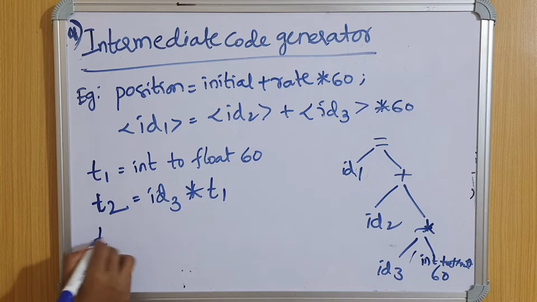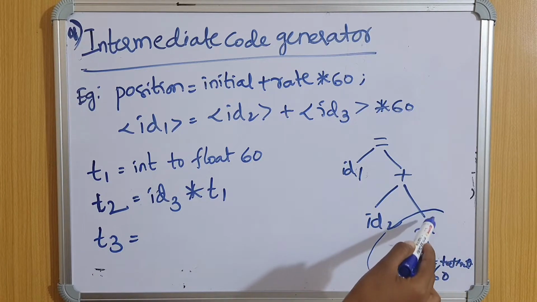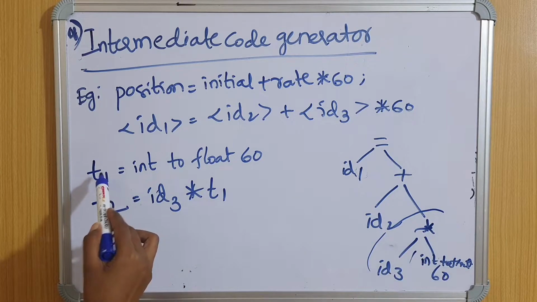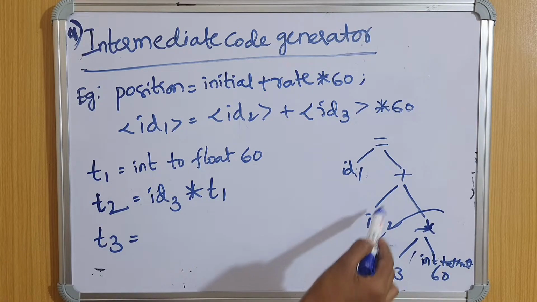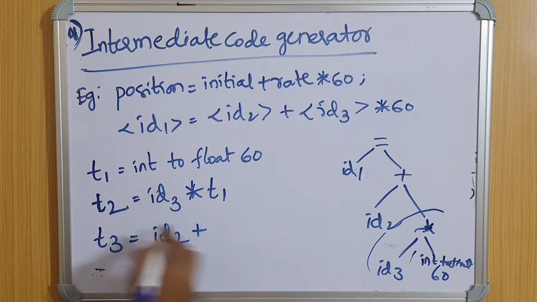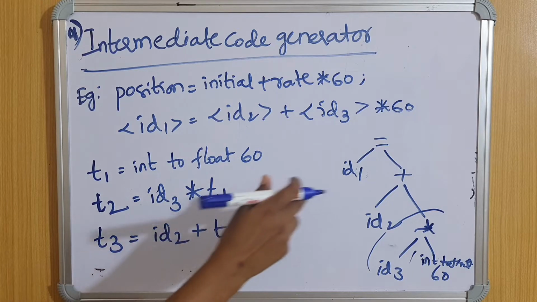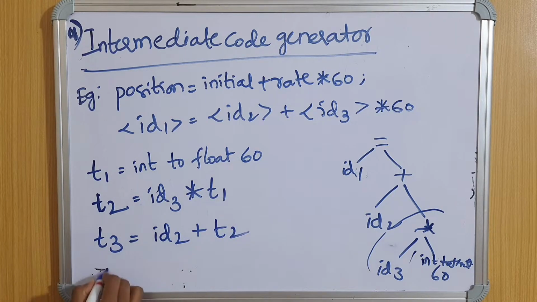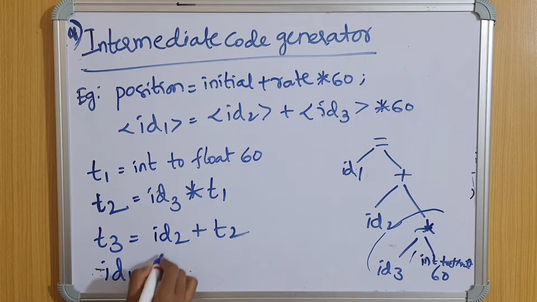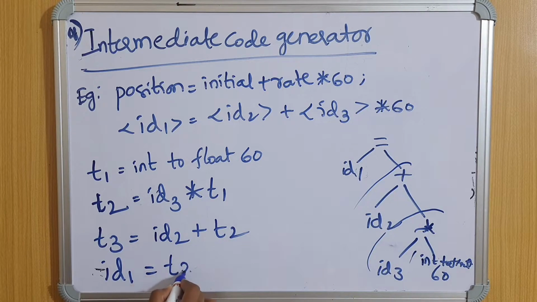Again take one more temporary variable t3. Till here our value will be stored in t2, then that will be added to id2. So what is the next step? id2 will be added to t2. Okay, so what is the final one? id1 equals, what is id1 equal to? This total is considered as t3. So this is our code generator, the intermediate code generator.